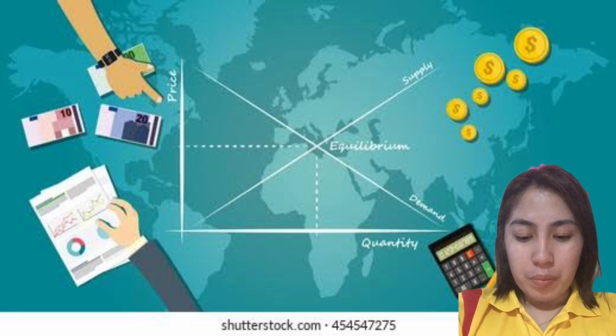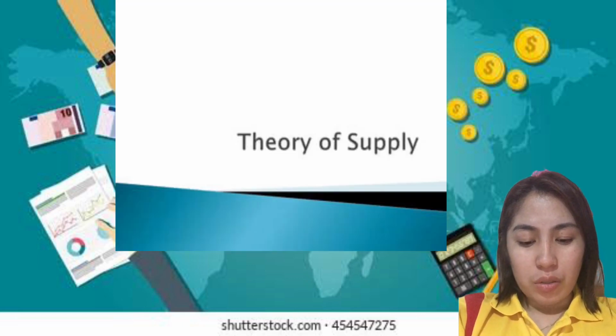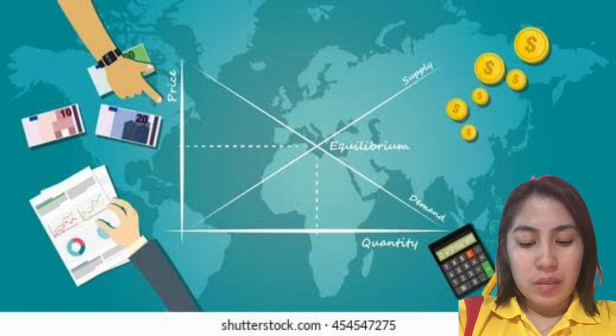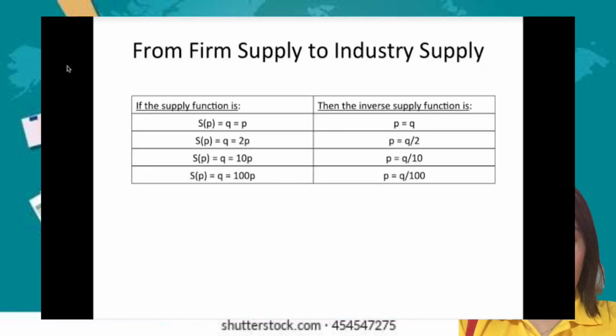And to start up, my report is all about the supply theory. There are two categories in supply theory, and these are the firm supply and industry supply.